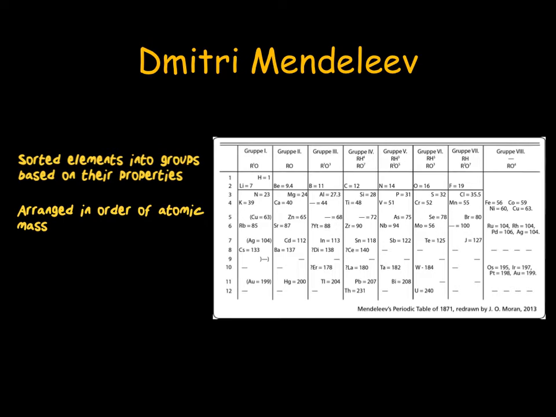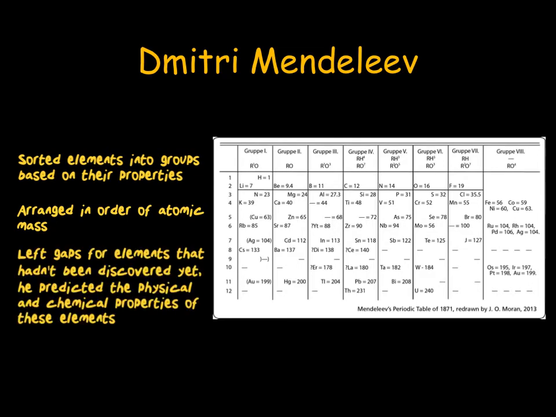In order to keep elements with similar properties together, he had to leave spaces. These were elements that weren't previously discovered. These gaps have subsequently been filled in, and the elements that fill in these gaps match very closely the chemical and physical properties of the elements that Mendeleev suggested. For example, ecosilicon, which was an element he predicted, is now known as germanium and fits his description perfectly.